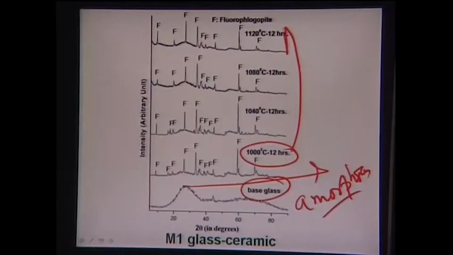Fluorophlogopite is the crystal phase that forms when you heat treat this base glass. When you heat treat from 1000 degrees Celsius to 1120 degrees Celsius for 12 hours, the constant heat treatment conditions, the fluorophlogopite peak intensity increases, which says the fluorophlogopite volume fraction should also increase. This kind of result is also observed for M2 and M3. This is just a representative result that I am showing for the M1 glass ceramic.